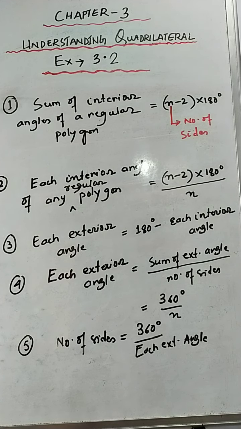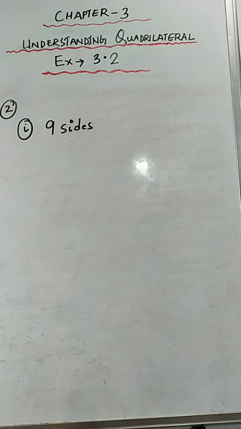Now we are in the position to do sum number 2, 3 and 4. So let's start. In question number 2, the number of sides of a regular polygon is given, that is 9 sides, and what you have to find out? You have to find the measure of each exterior angle.